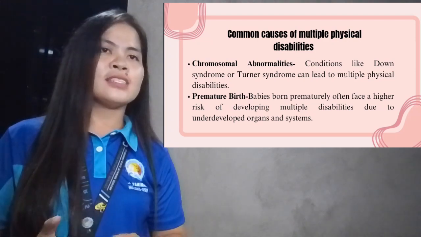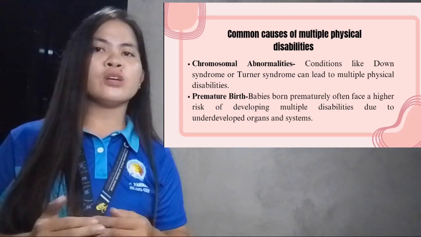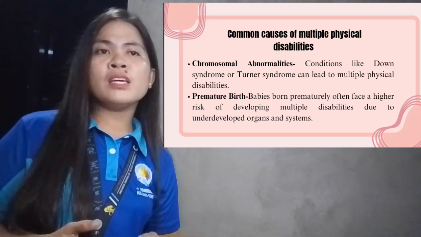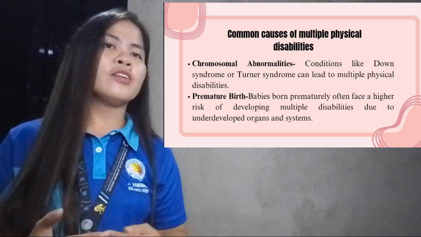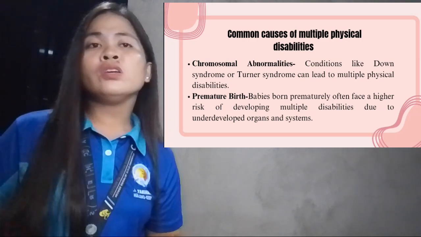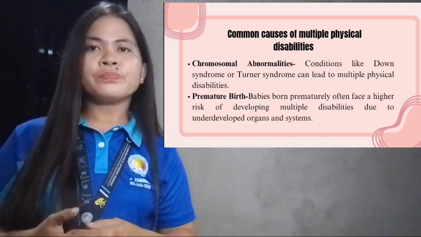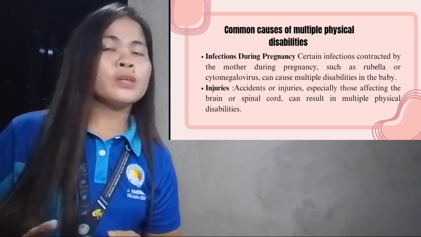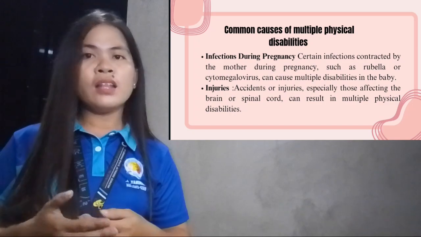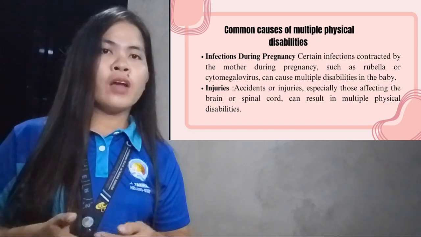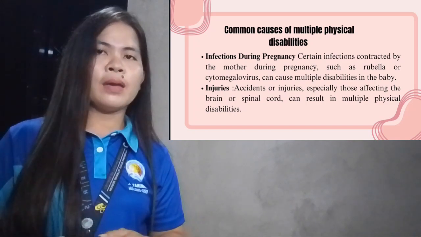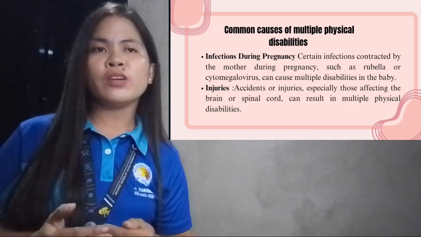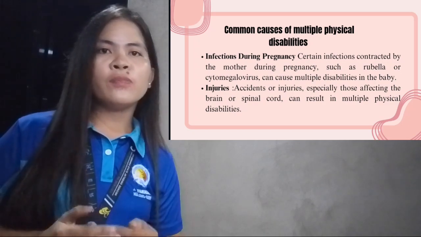chromosomal abnormalities. Conditions like Down syndrome or Turner syndrome can lead to multiple physical disabilities. Second, premature birth. Babies born prematurely often face a higher risk of developing multiple disabilities due to underdeveloped organs and systems. Third, infections during pregnancy. Certain infections contracted by the mother during pregnancy, such as rubella or cytomegalovirus, can cause multiple disabilities in the baby. Fourth, injuries. Accidents or injuries, especially those affecting the brain or spinal cord, can result in multiple physical disabilities.